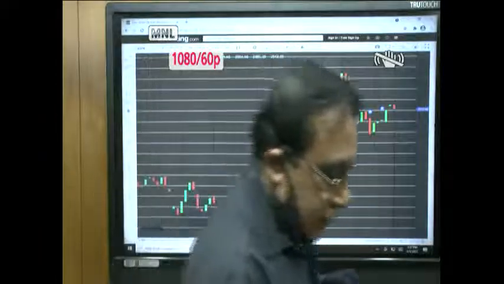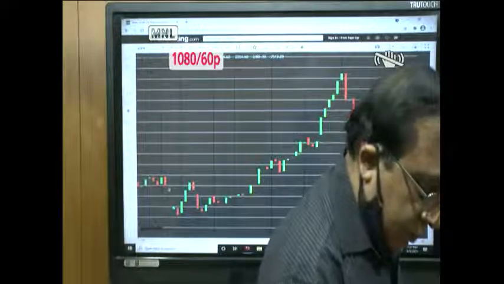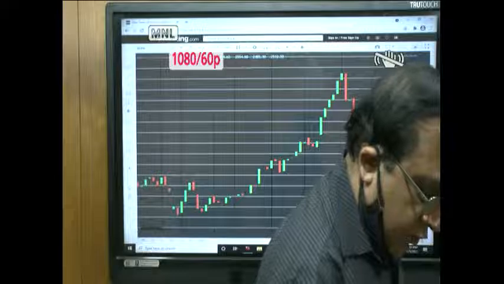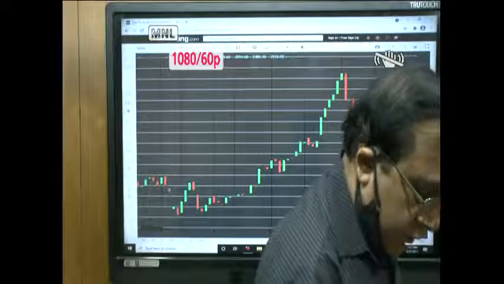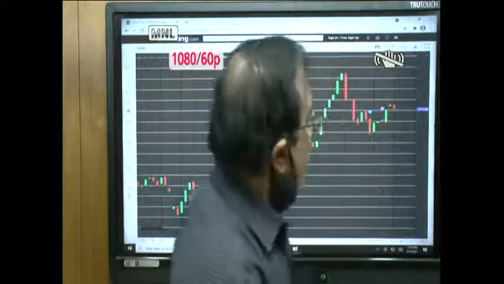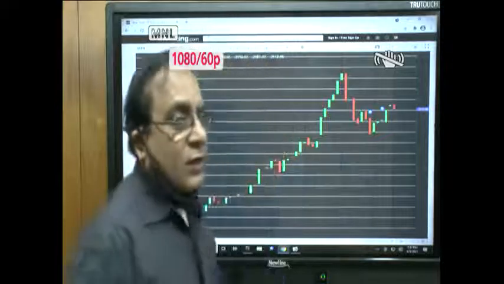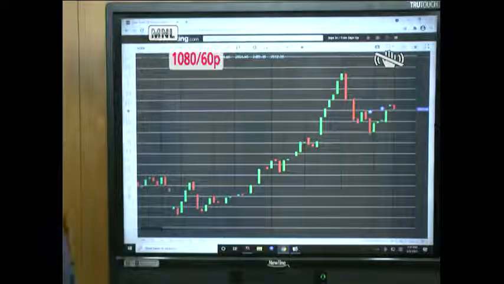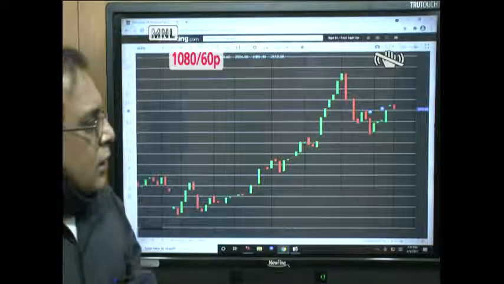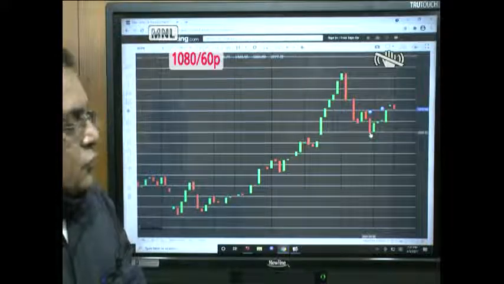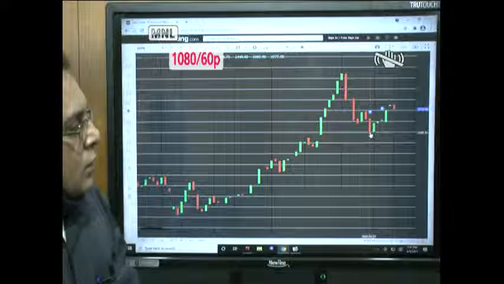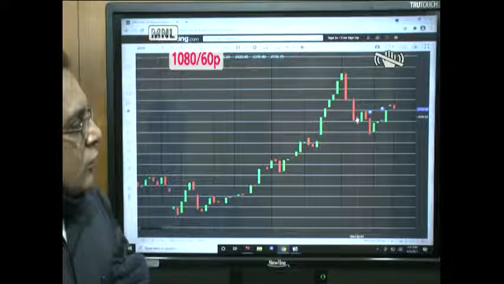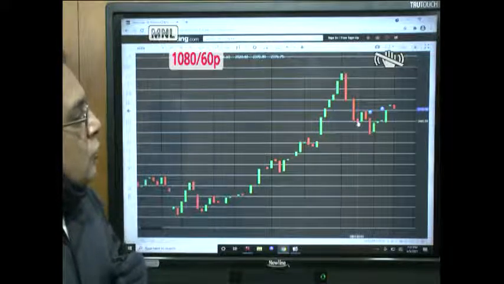So the gap is 20%. So a 20% correction has already taken place as far as Asian Paints is concerned. So we hope that this particular thing will hold. This should hold. Any fall, this low level can hold, which is 2370.